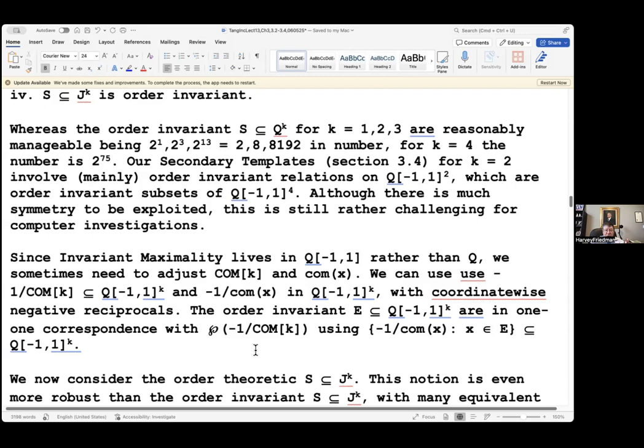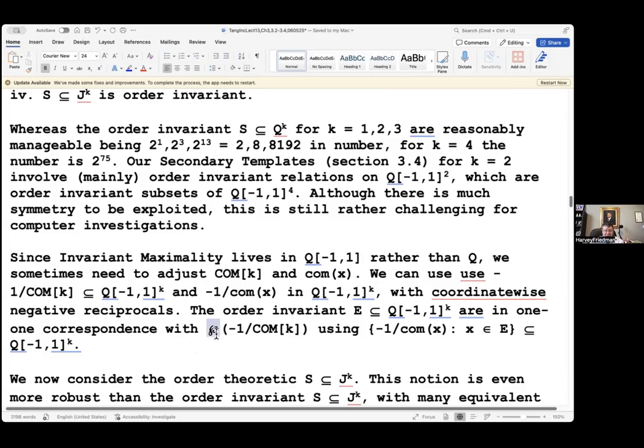All right, since invariant maximality lives in Q -1, 1 rather than Q, we sometimes need to adjust in the technical treatment com k and com k, because they were only with positive integers, if you remember. So you use the minus reciprocal. Minus reciprocal is a pretty good thing to use, because then everything stays in here with coordinate-wise negative reciprocal. So you can use canonical representatives that way.